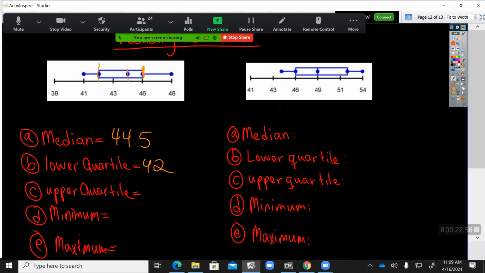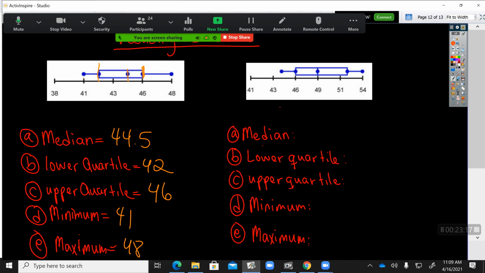That one, there's no need to write a number that's not visible because that one touches 46 exactly. So the upper quartile is 46. Only thing missing is your minimum and maximum, which are your two whiskers, your lowest and biggest point. So your lowest point here is 41, and your biggest point is 48.